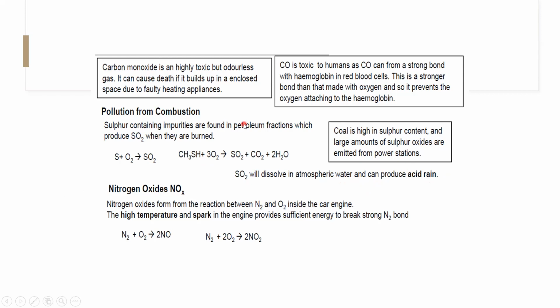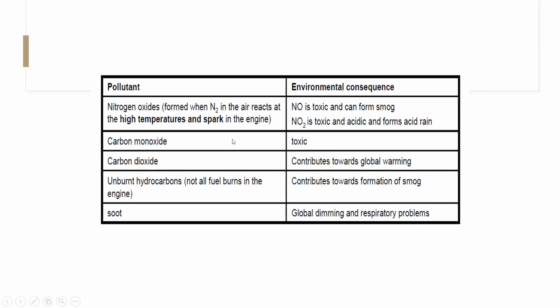Oxides of nitrogen are not from the fuel, as it does not have nitrogen, but due to the electrical discharge in the engine, nitrogen reacts with oxygen and produces oxides of nitrogen, and these can also produce photochemical smog as well as global warming. So these are the effects of oxides of nitrogen. It is formed when nitrogen and oxygen react at high temperature and in the presence of a spark.